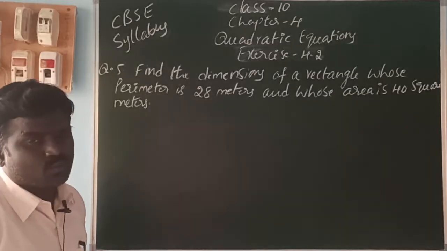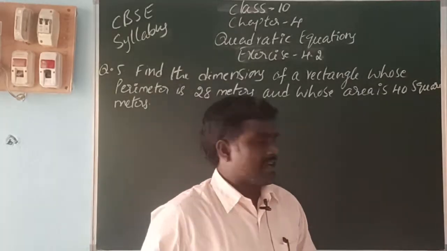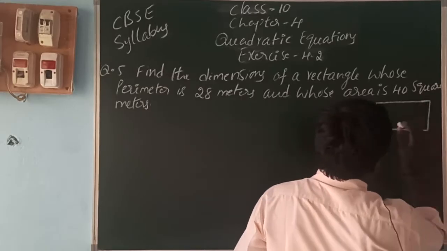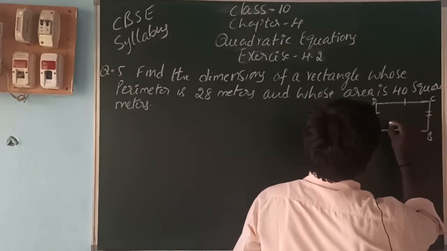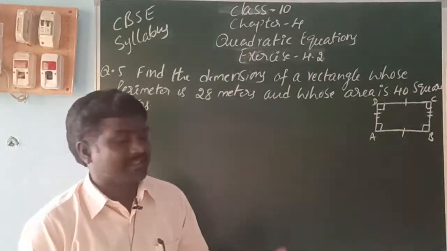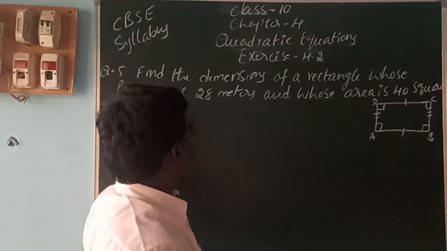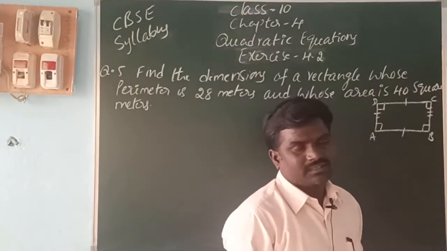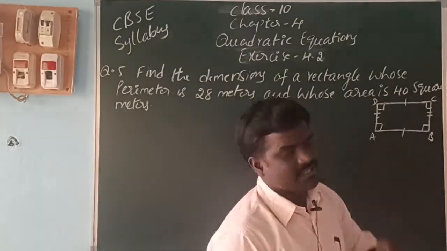Here, rectangle means what? In a quadrilateral, opposite sides are equal, every angle is 90 degrees, and diagonals are also equal. That is called a rectangle. So here they ask to find the dimensions of a rectangle. Dimension means measurement. What are the measurements here? Length and breadth. Which side is occupying more place, that is called length. Which side is occupying less place, that is called breadth.